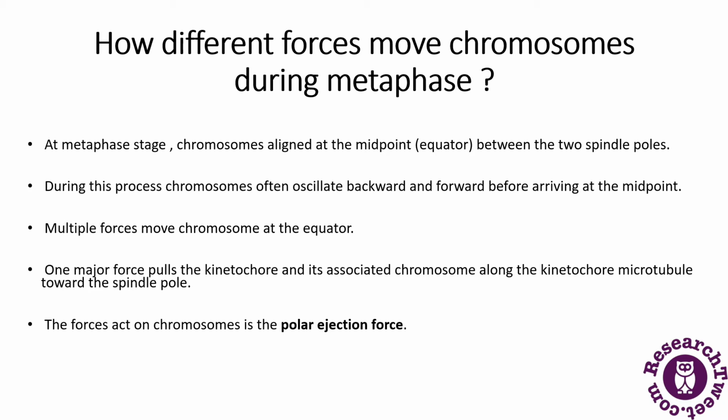So this was about how a kinetochore becomes attached to the spindle fibers. Then, how different forces move the chromosomes during the metaphase. At the metaphase stage, the chromosomes align at the midpoint. As we have seen, they were aligned at the middle of the cell, which is also called the midpoint or equator between the two spindle poles.